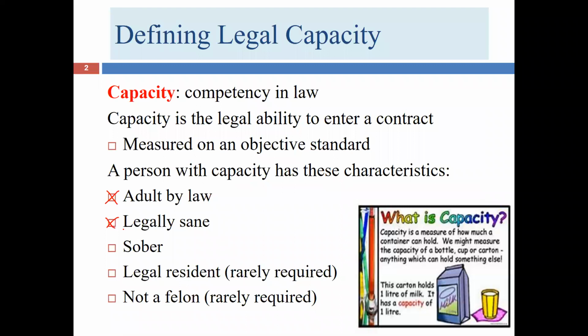Actually, this threshold's a pretty low one. Many people with significant mental illness still possess the ability to contract. During this lecture, we're going to discuss the last 3 of these requirements. So let's begin.